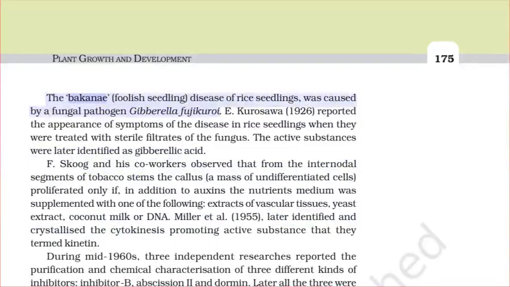The bakanae, foolish seedling, disease of rice seedlings, was caused by a fungal pathogen Gibberella fujikuroi.